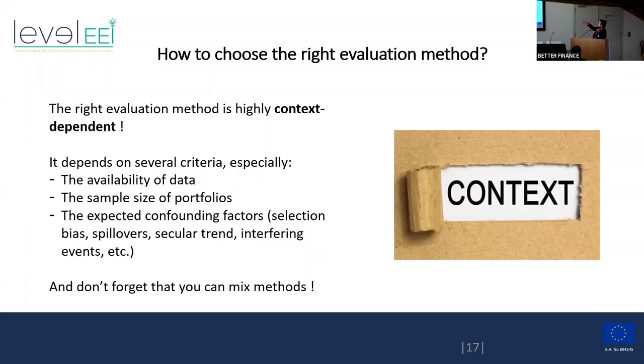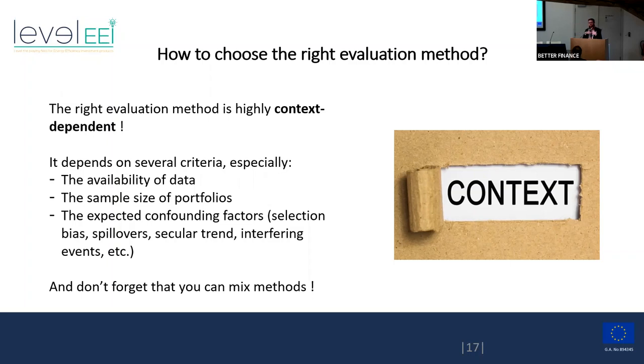Interfering events is exactly what I said about the arrival of a new manager. If there is a new company manager that is super climate concerned, it will bias your estimate, for sure. And secular trends: there may be, for instance, an acceleration in the consideration of climate issues, which is what we observe. So if you do a very basic before-after design, where you see your carbon intensity now and compare it to the carbon intensity 2 years ago, you could see, oh, there is an improvement.